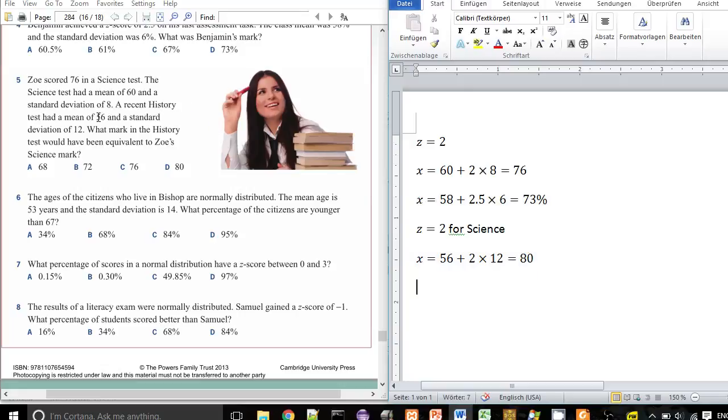Notice the history has a lower mean but a much bigger standard deviation. It's much more spread out. Whereas science, it's a bit higher but it's a bit closer together. Alright.